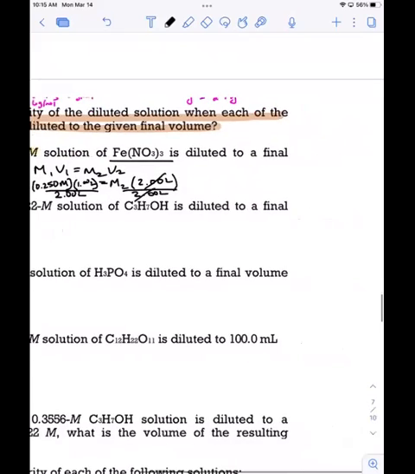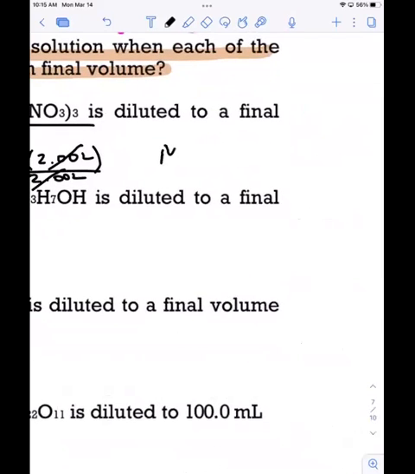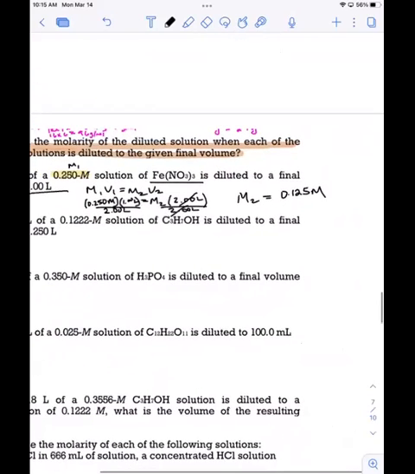So M2 is what? Should be 0.125, is that right? 0.250 divided by 2. Yes, sir. If you can follow this, any dilution equation is going to be the exact same. The only thing that's going to change is the numbers.